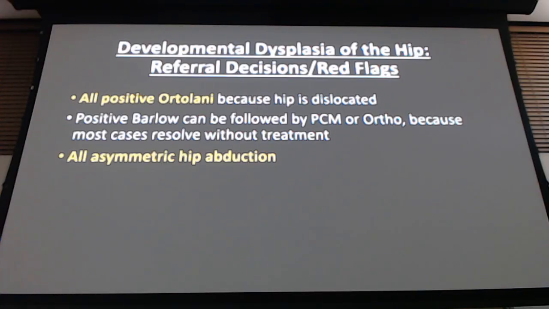So referral decisions: all positive Ortolani. Meaning, if you're able to dislocate and then reduce it, that's something. But if you can constantly reduce it every time you do an Ortolani, that demonstrates that the patient has instability, correct? If you push hard enough, you'll dislocate that hip, because they're loose, right? But the Ortolani tells you that you can do treatment for it. So therefore, you should send them to us.